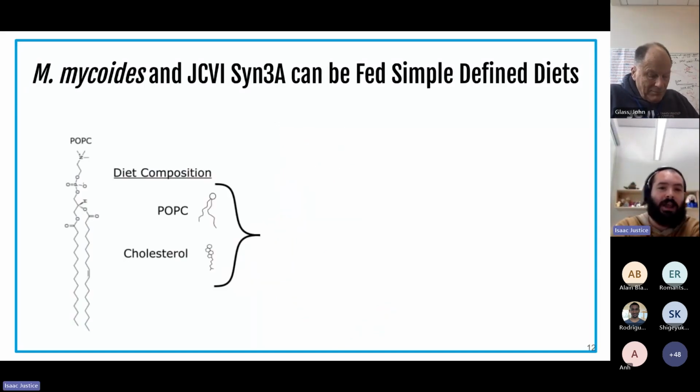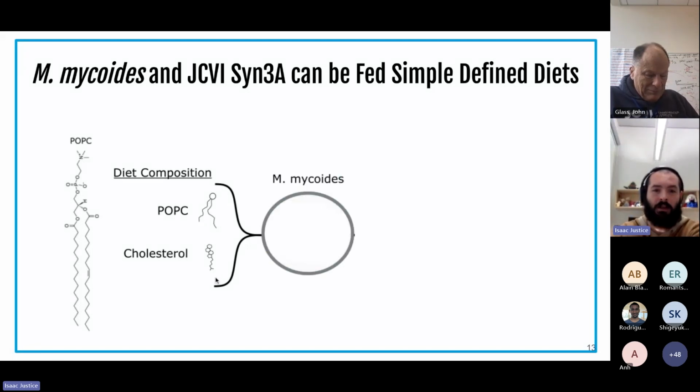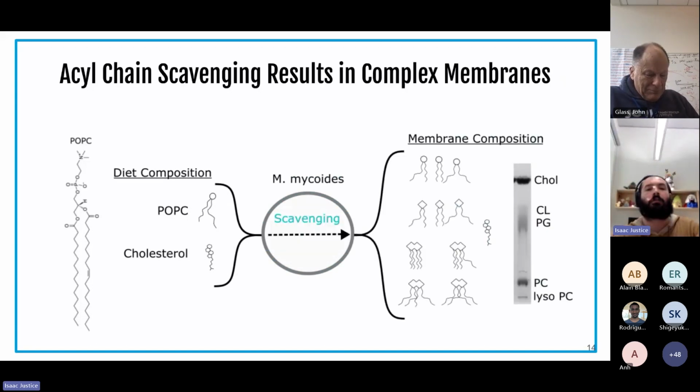And what this means is that we can actually feed mycoplasma and Syn3 simple defined lipid diets. So moving away from FBS and feeding them diets as simple as only 2 lipids, in this case, a POPC and cholesterol. But because of this acyl chain scavenging ability, from a simple diet, they can achieve a relatively complex membrane composition.